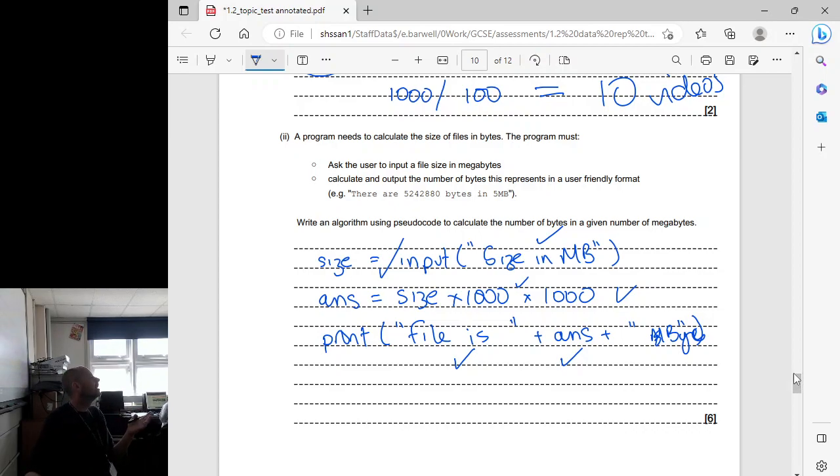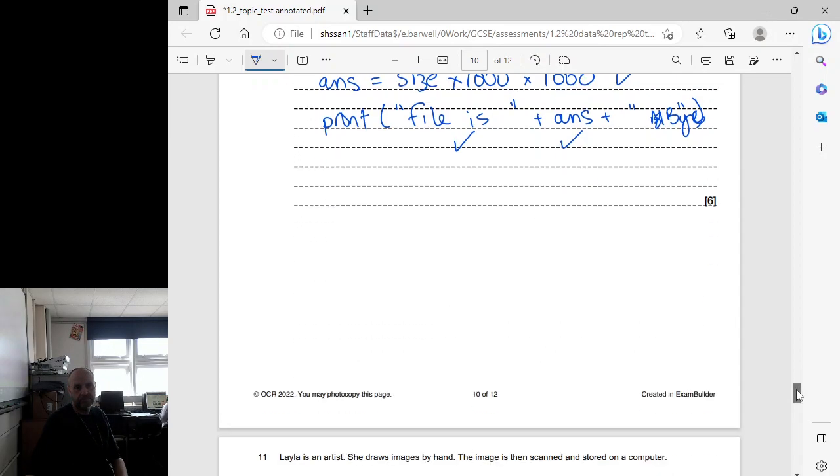Always write the programming questions. Always look for inputs and outputs. You will get easy marks. I missed it. You don't do that.